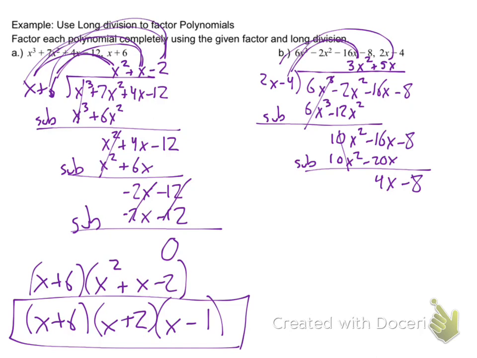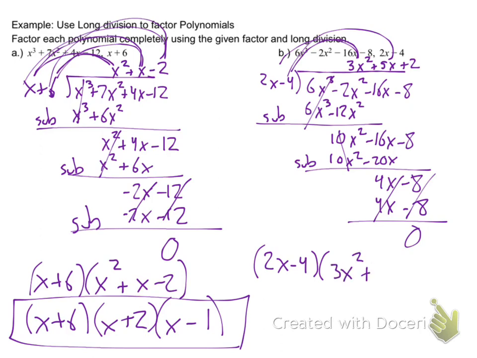How do I make a 2x a 4x? Times a positive 2. And so I end up with 4x, 2 times negative 4, negative 8. And these will both go, leaving you with a remainder of 0, which means 2x minus 4 was a factor of that polynomial. So that means 2x minus 4 times the answer I got, 3x squared plus 5x plus 2.